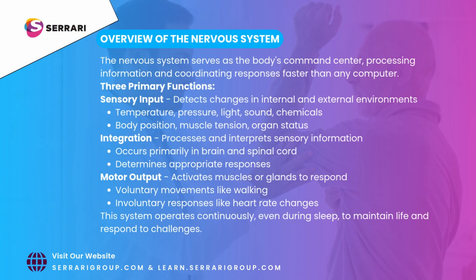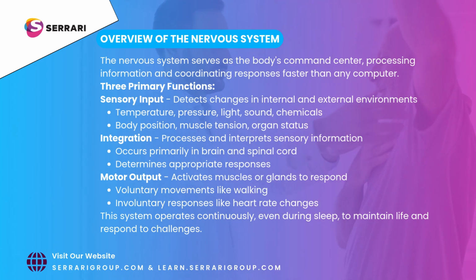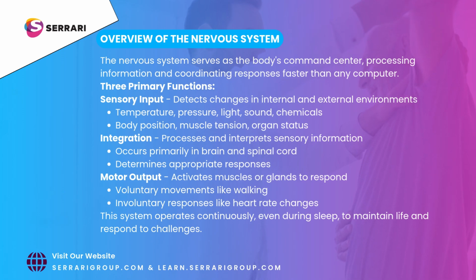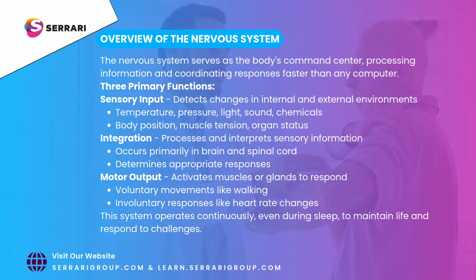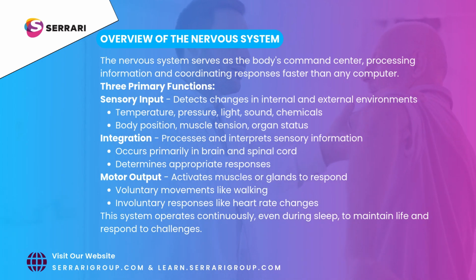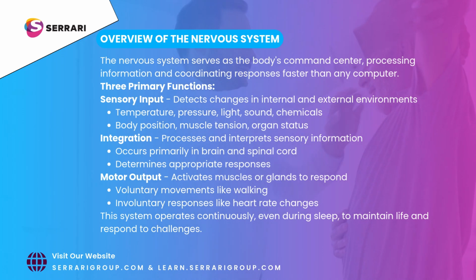Overview of the nervous system. The nervous system serves as the body's command center, processing information and coordinating responses faster than any computer. It has 3 primary functions. Sensory input detects changes in internal and external environments: temperature, pressure, light, sound, chemicals, body position, muscle tension, organ status.